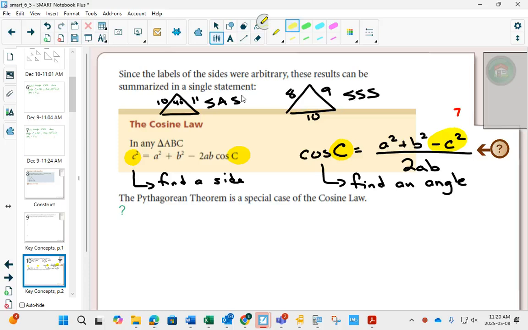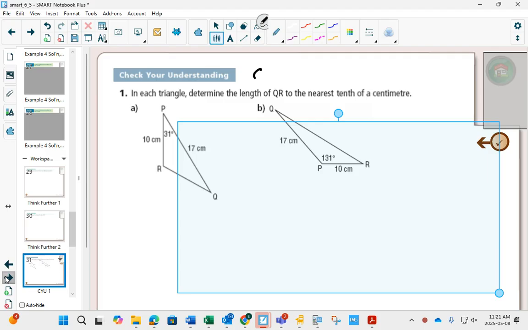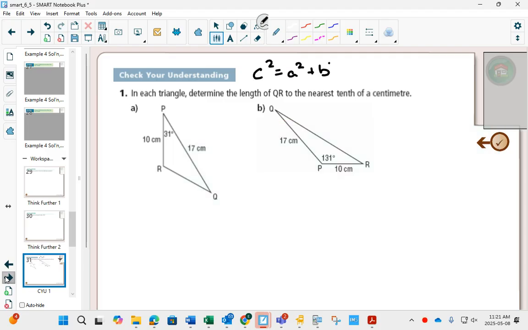Very, very cool. So we're going to do some questions to get used to our cos law. So I'm going to rewrite this form of the cosine law. And I'm going to highlight this C with this C. Because now I've got P's, R's, and Q's. And in part A and in part B, they say determine the length from Q to R. Are you okay that the length from Q to R is opposite angle P? So I can put a little P here and a little P there. Okay.